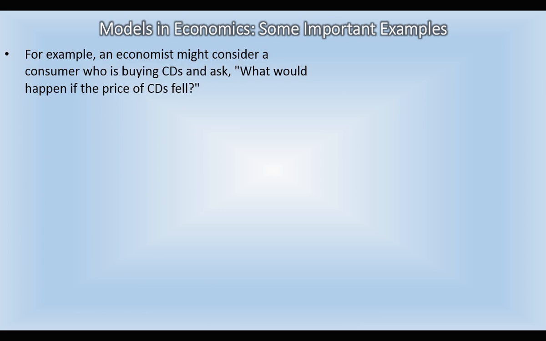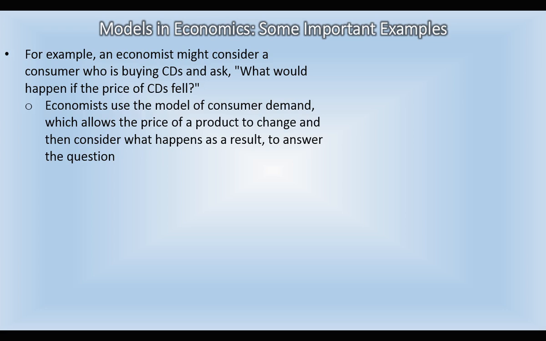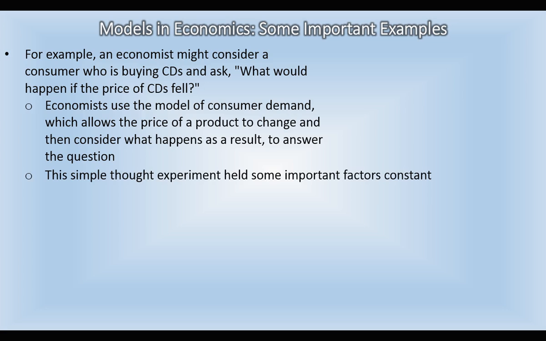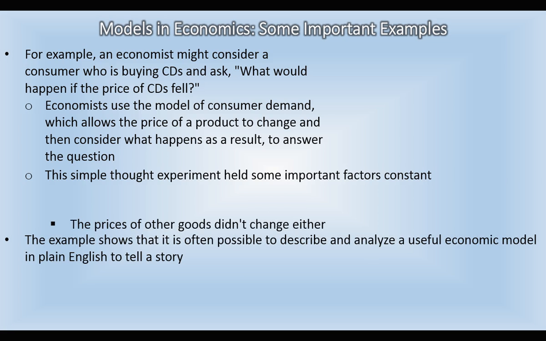So, for example, an economist might consider a consumer who's buying CDs and ask, what would happen if the price of CDs fell? So economists use the model of consumer demand, which allows the price of a product to change, and then consider what happens as a result to answer the question. The simple thought experiment held some important factors constant. There are other goods in the world that people consider besides CDs, so the price of these other goods didn't change either. The example shows that it's often possible to describe and analyze a useful economic model in plain English.